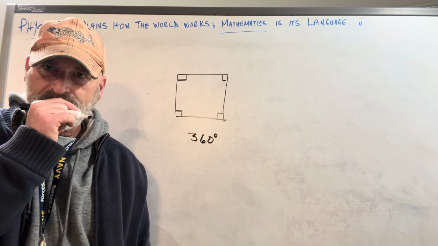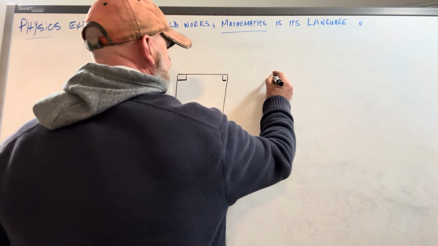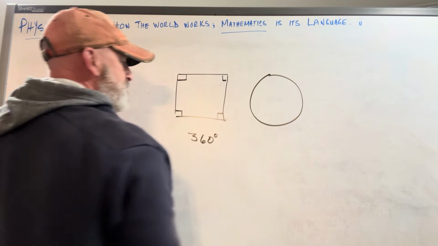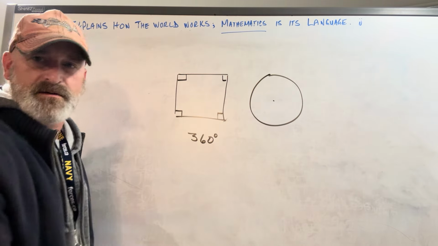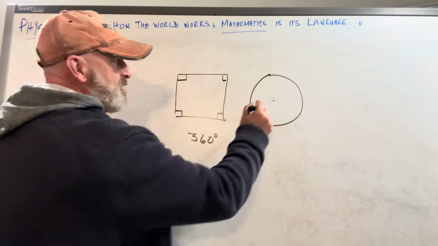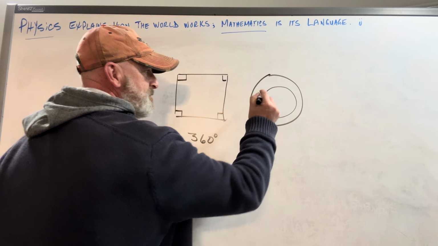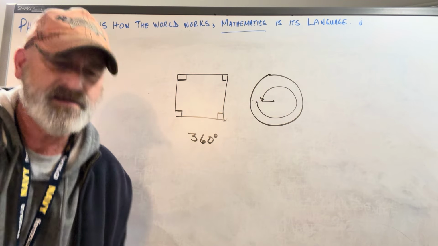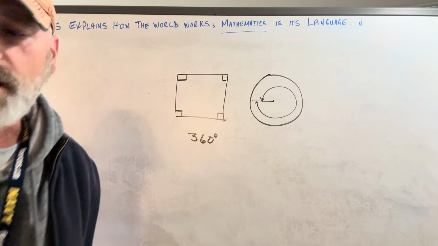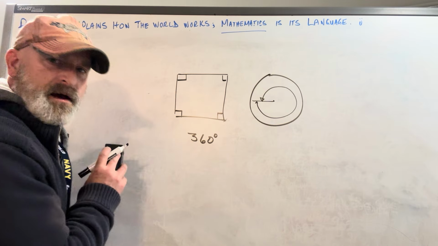Wait a minute. A circle is made up of angles that are 360 degrees. Crazy. It's not that crazy. And we're going to see a little bit later on, but right now, check it out.